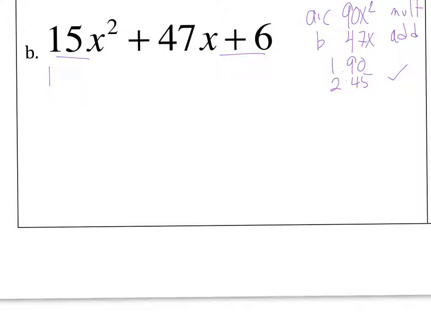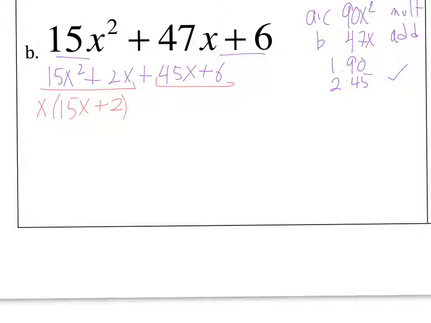All right, 15x squared plus 2x plus 45x plus 6. Factor the first two. They only have an x in common. I'm left with 15x plus 2. Factor the second two. Divisible by 3. I've got 15x plus 2.